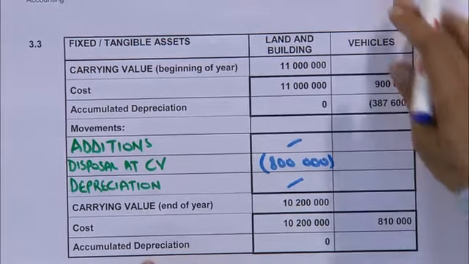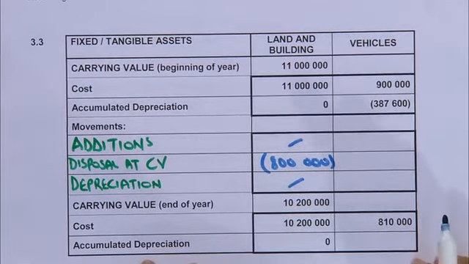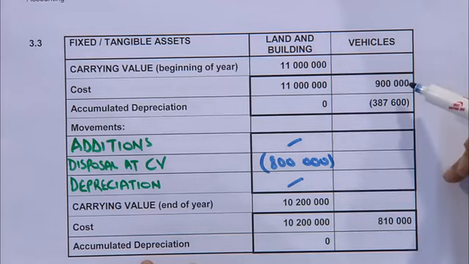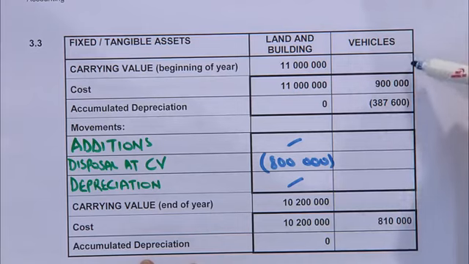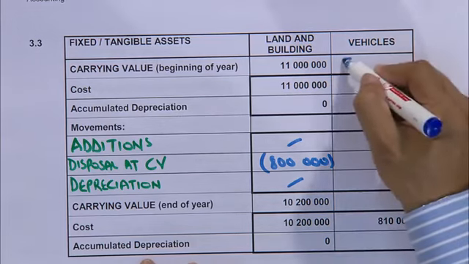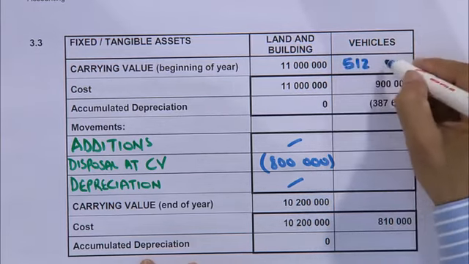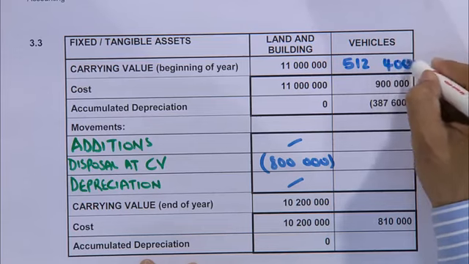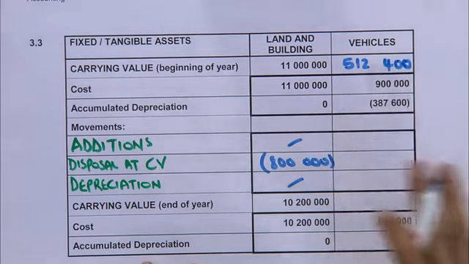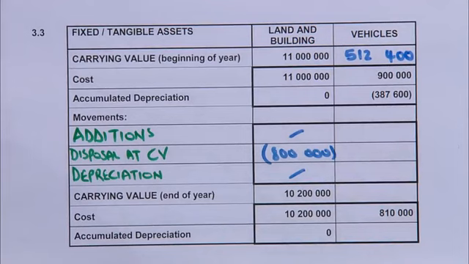Then also for the vehicles, they give me the cost price at the beginning and the accumulated depreciation at the beginning. So I need to calculate the carrying value at the beginning of the financial year. So all I do here, I take the 900,000 minus 387,600. I will get 512,400. Those are all marks that we can fill in without having a look at the adjustments.